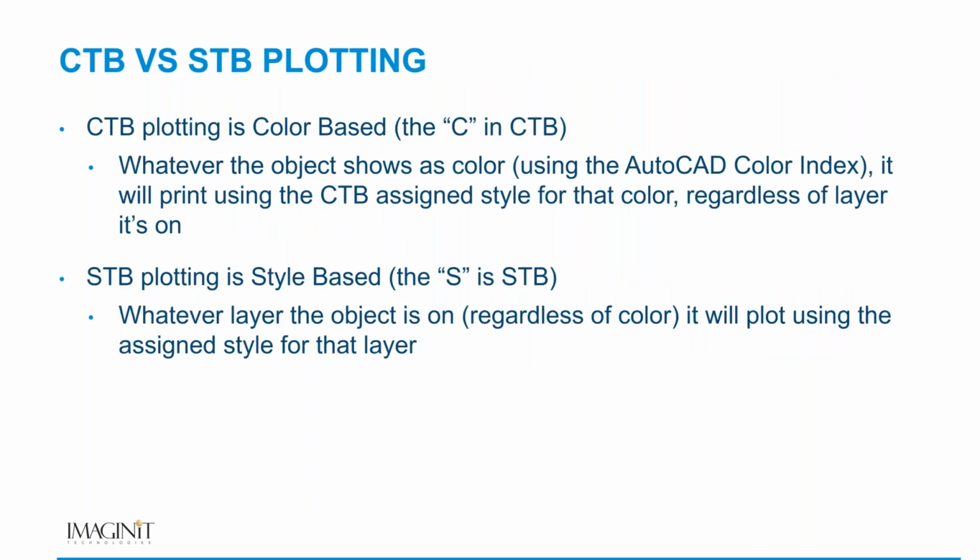All right, now let's talk about the big one, CTB versus STB plotting. This one's the fun one. So CTB plotting is color-based, hence the C in CTB. And basically whatever the object shows as a color using the AutoCAD color index, it will print using the CTB assigned for that color regardless of the layer it's on. So anything that's magenta will always be plotted with whatever you have magenta set up to, regardless of the layer it's on. STB, which is style-based plotting, the S in STB, whatever layer the object is on, regardless of color, will plot using the assigned style for that layer. Okay, so this is a mind shift if you want to think about it: it's what you see on the screen color-wise for color-based, and what layer that object is on for style-based.